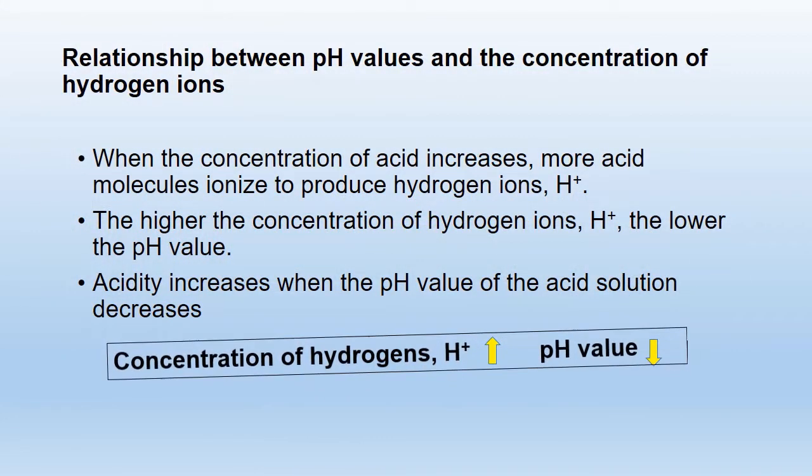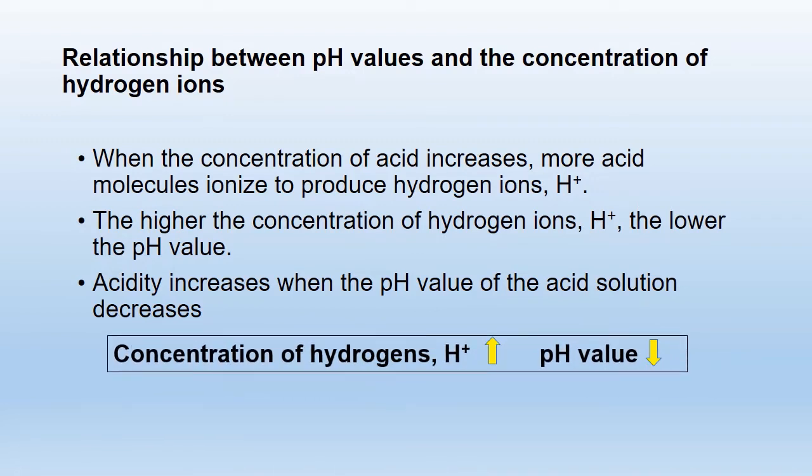Next, we go to the relationship between pH values and the concentration of hydrogen ions. When the concentration of acid increases, more acid molecules ionize to produce hydrogen ions. The higher the concentration of hydrogen ions, the lower the pH value. Acidity increases when the pH value of the acid solution decreases.